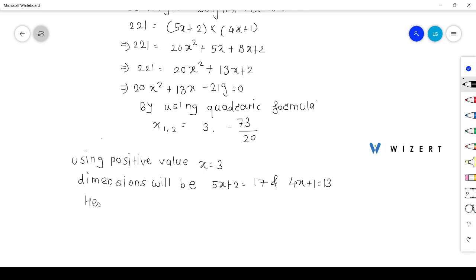Hence dimensions of a rectangle is 17 by 13. So correct option is option B, which is 17 by 13.